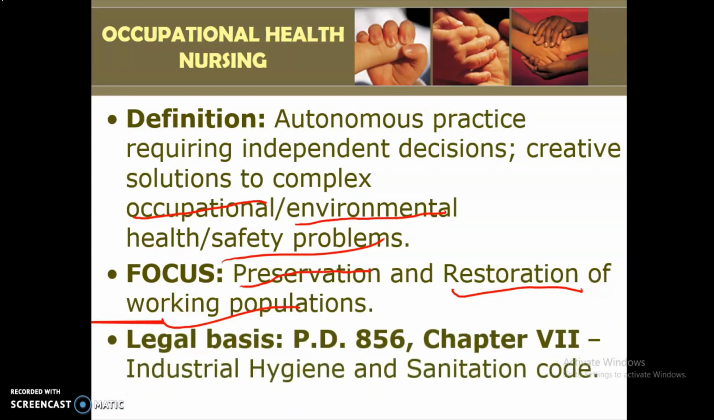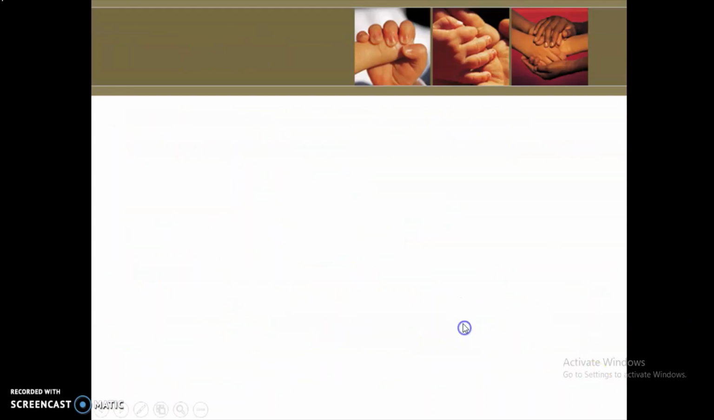Now, the legal basis of occupational health nursing in the Philippines is Presidential Decree 856, also known as the Sanitation Code of the Philippines. Under this law, all companies are required to have occupational safety officers that determine possible hazards or safety problems present in a certain institution or company.